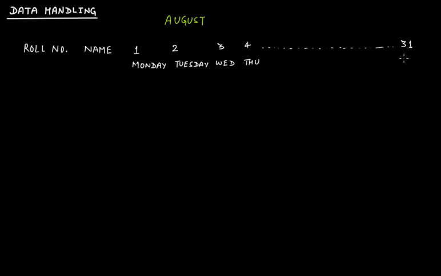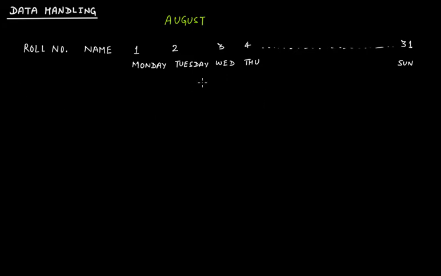Now, let's take any random, let's say it comes on Sunday only. Not necessarily that this is accurate, but let's suppose. So the attendance register looks something like this.